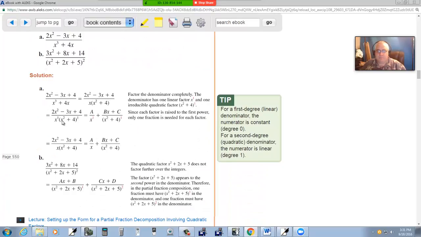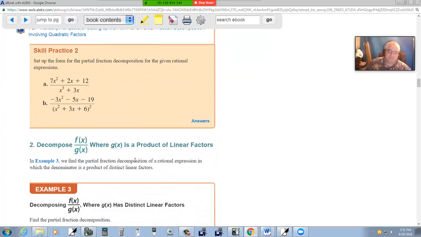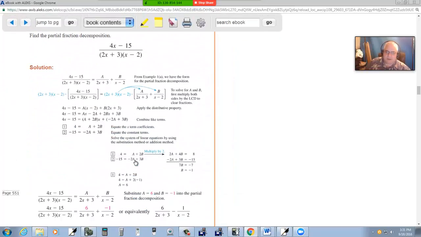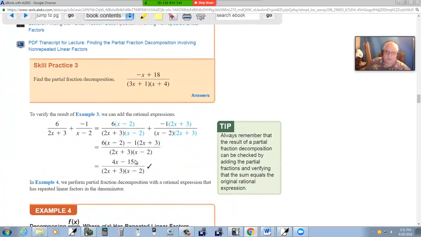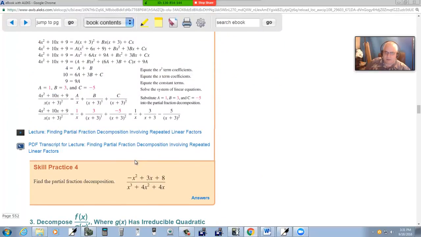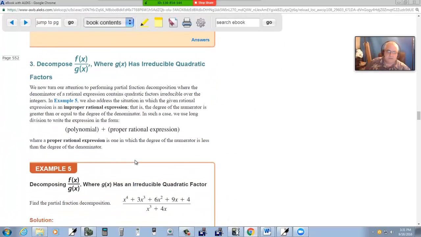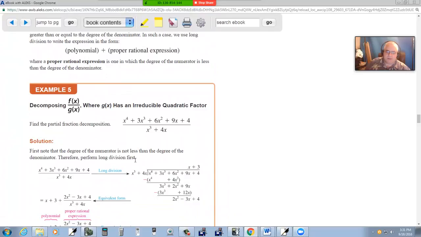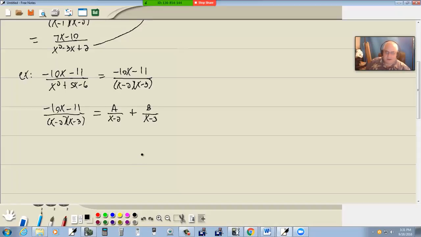Now here, the x factor has an A over it. The x squared plus 4: whenever you have a second power, you always do one degree lower. This is Bx plus C. And then that's your setup. And that's probably enough examples. You can look through here and see all the different forms. They oftentimes even have ones where you have the x squared to a second power. Not sure if I see it. Okay.